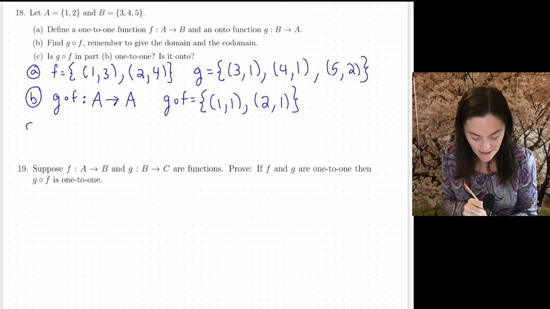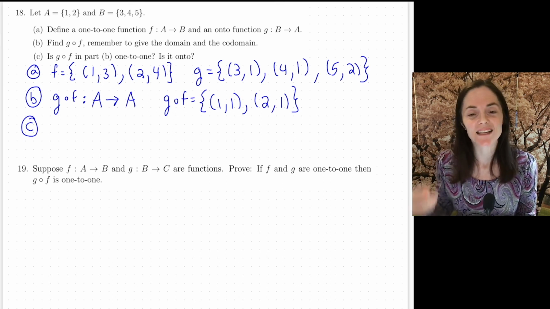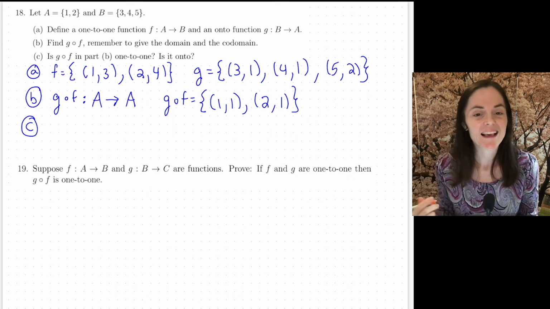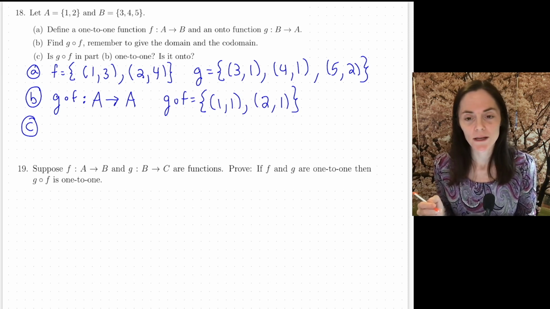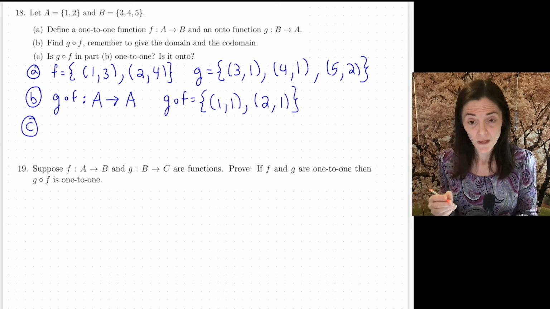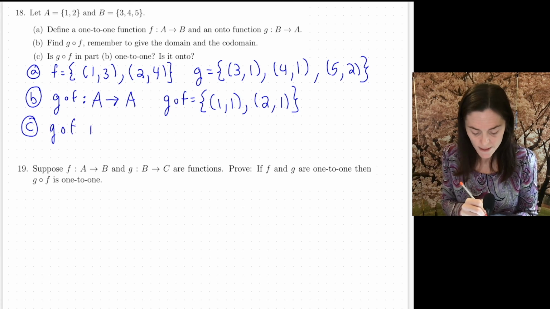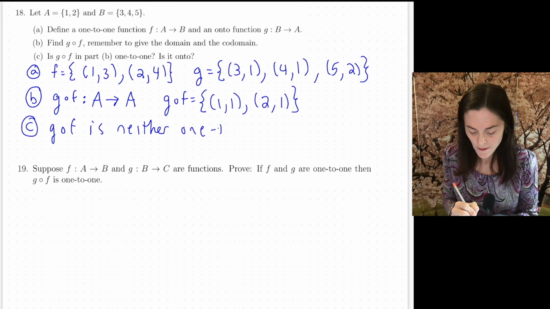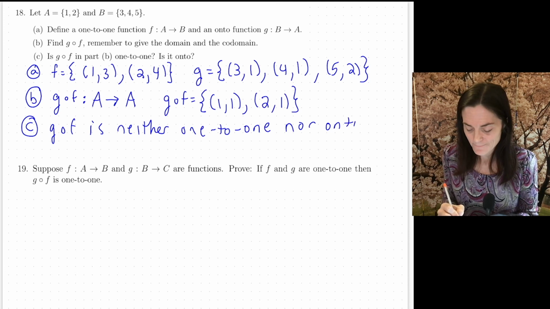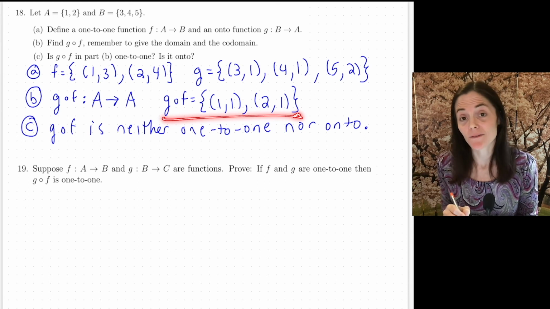Okay, letter C. Now, the answer in C is very specific to what we chose in A and hence in B. So we look at our specific function, G compose F, and we ask, is it one-to-one? Is it onto? No and no. So G compose F is neither one-to-one nor onto. We can see this from this function definition.